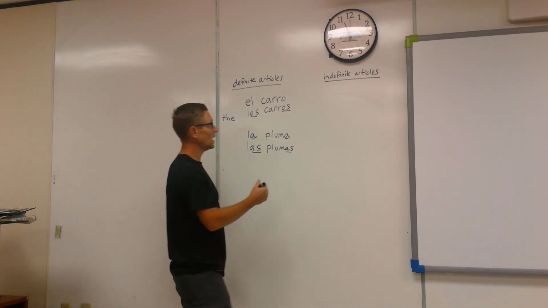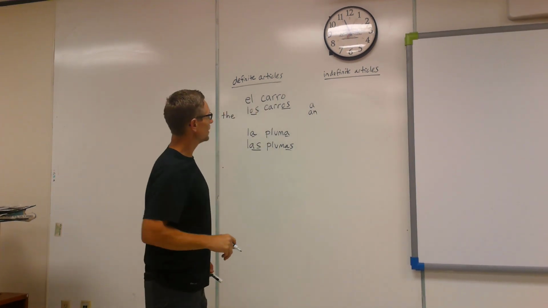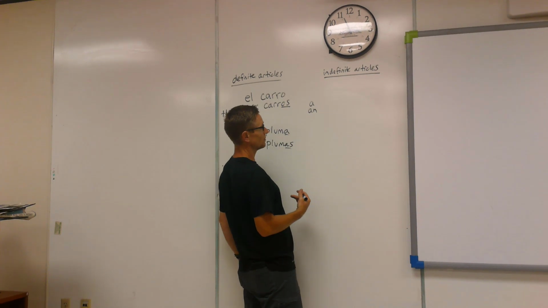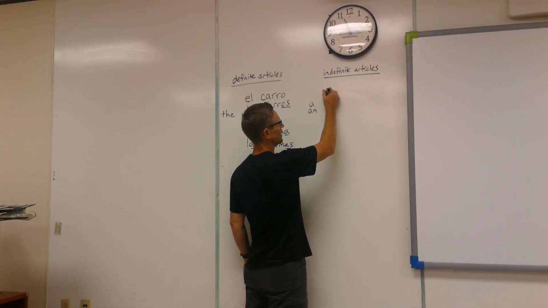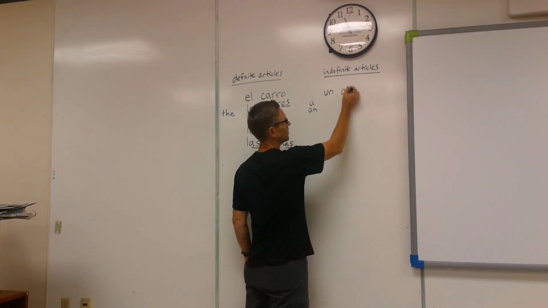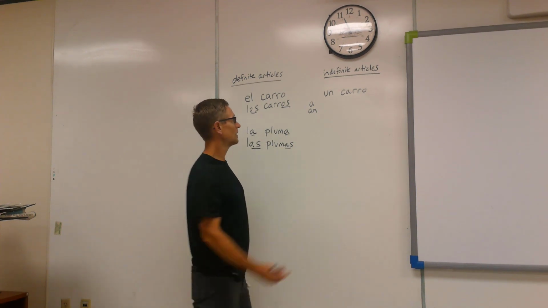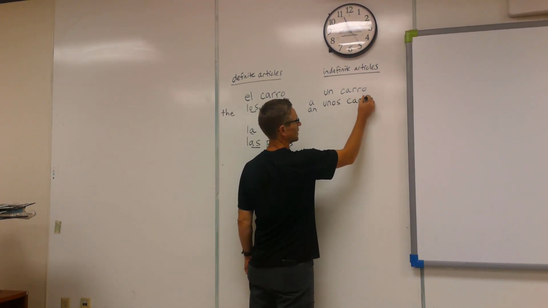And if you want to say "a" in Spanish, "un" or "una," it would look like this. It has different forms: masculine, feminine, plural, singular. So let's say we have one car, a car. It would be "un carro." But if you have some cars, you would actually say "unos carros."